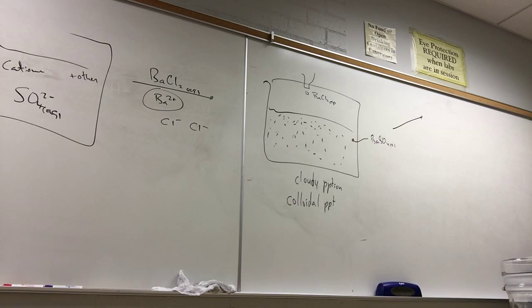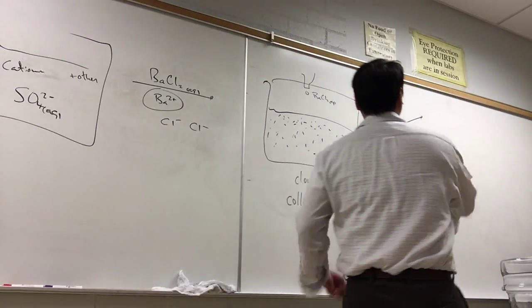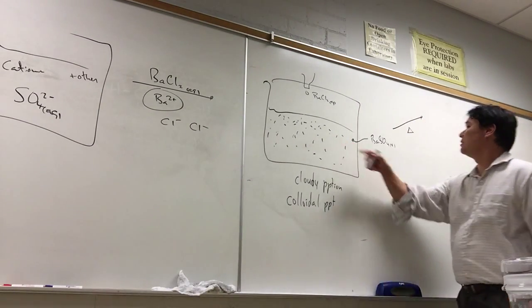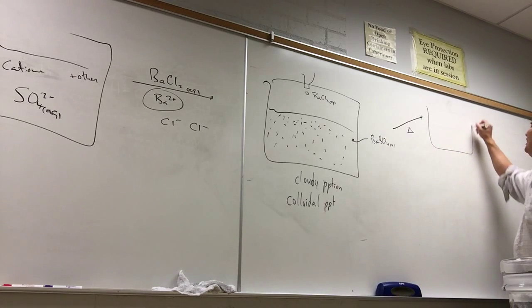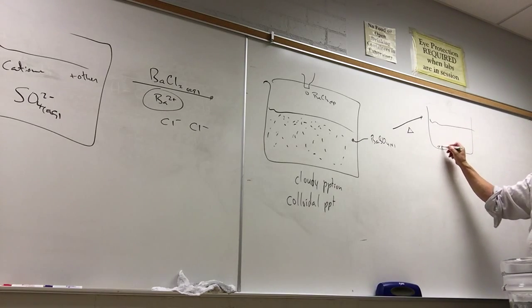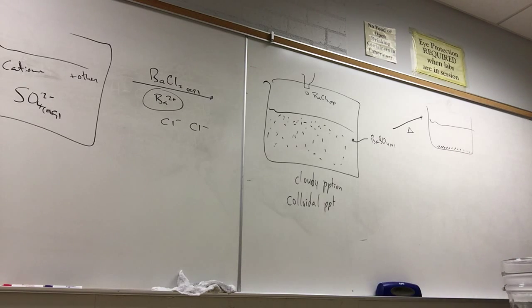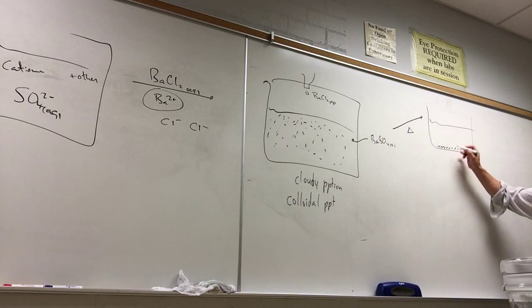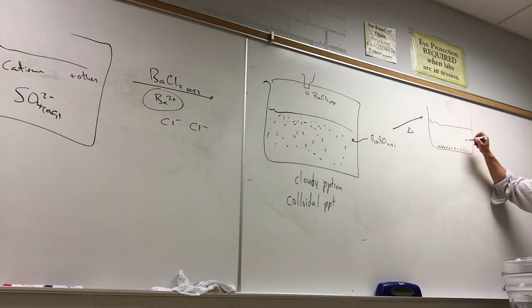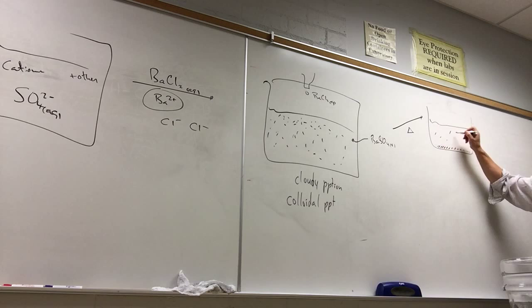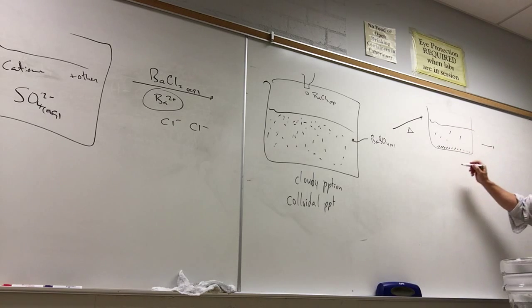And so how can we speed up the coagulation process, or how can we get this colloidal precipitate to coagulate? Yeah, we're going to heat it. We're going to heat it, and that's going to force these little crystals to collide and coagulate so that they fall down eventually to the bottom of the beaker. And so we heat it, and the crystals grow in size.